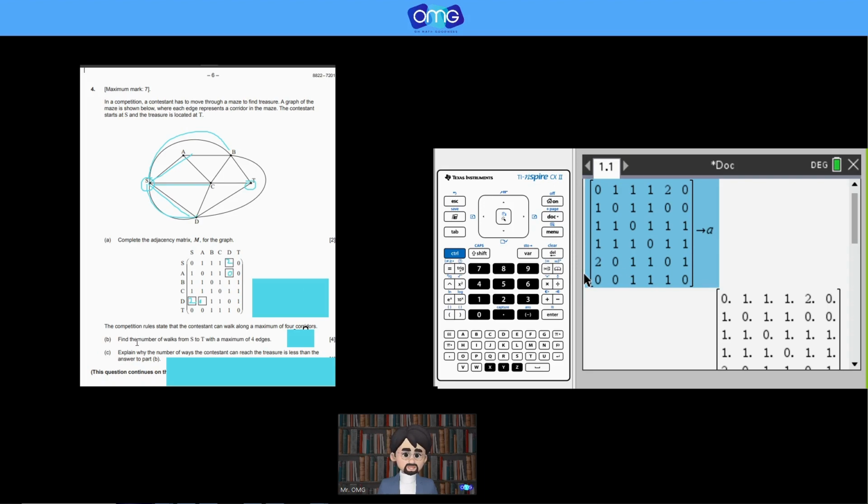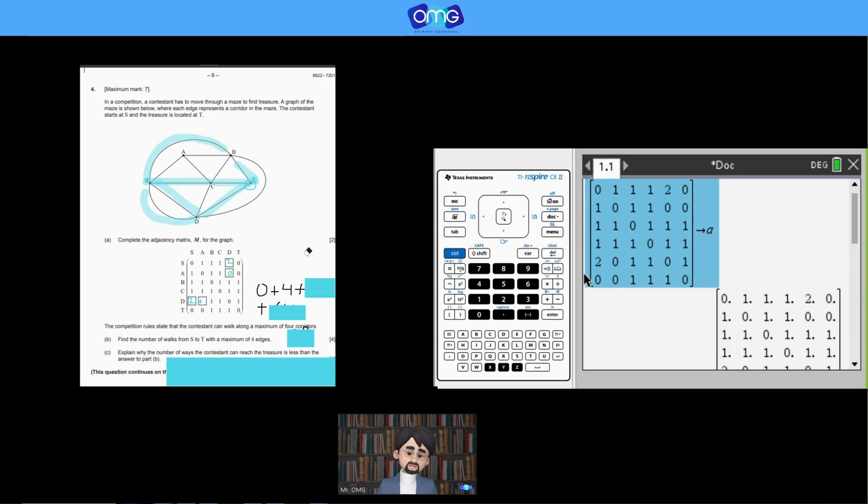Find the number of ways from S to T with a maximum of 4 edges. So I'm going to use this. With 1 edge, there is no way from S to T, only 1 way. With 2 edges, for example S to C to T, that's 2 edges. Also S to B to T, 2 edges. S to D to T, S to D to T again. In total there will be 4.